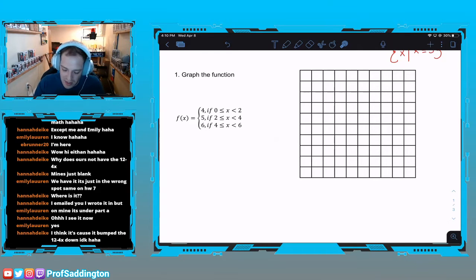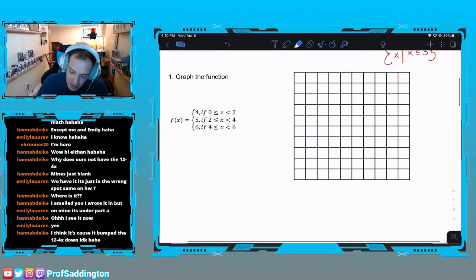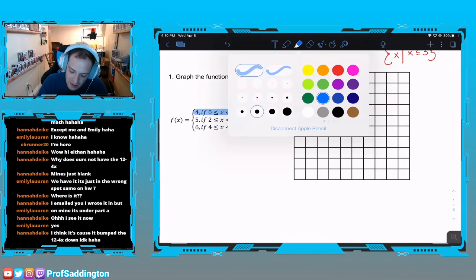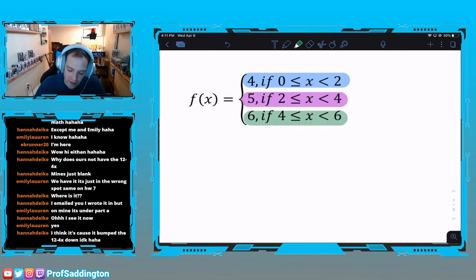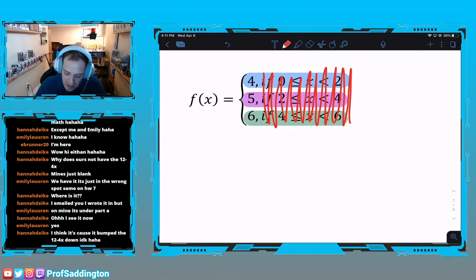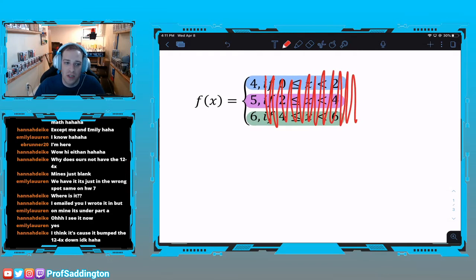This is a piecewise function. There are 3 pieces to this piecewise function. And you guys may recall doing this in the past. Maybe you don't. I don't know. So, what I'm going to do is pretend the little if part is not here right now. I'm going to cross it off, and I'm going to erase this red line. So I'm just going to graph the 4, the 5, and the 6. I'm just going to graph it, and then we'll talk about what those intervals are.